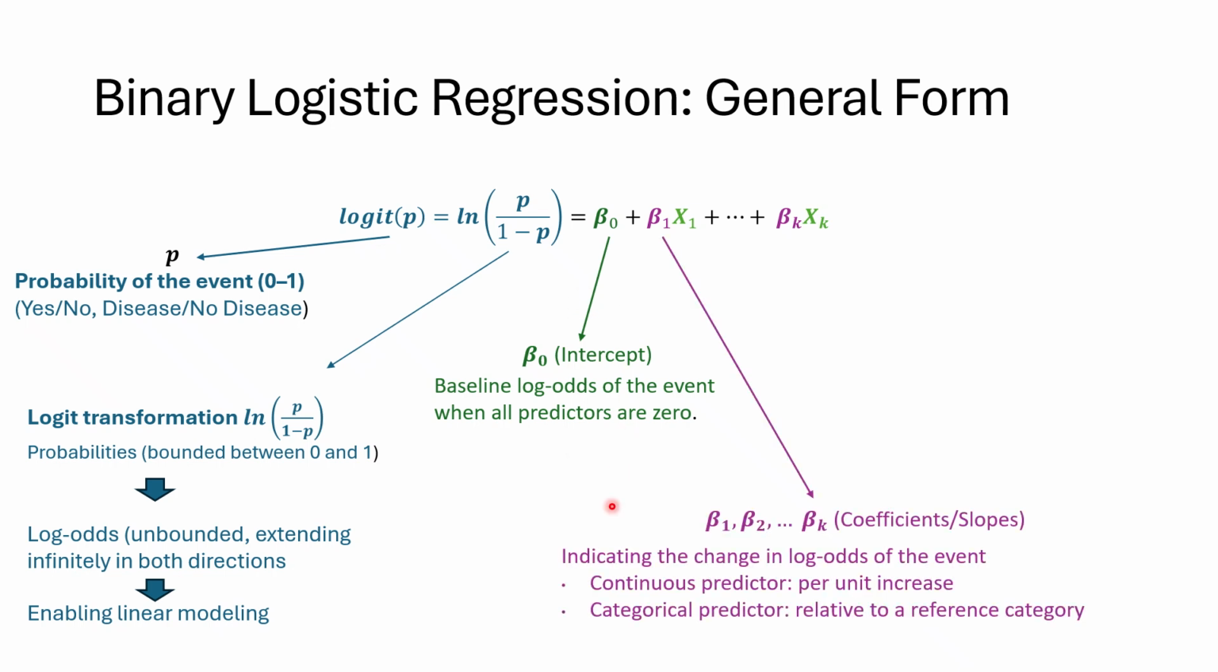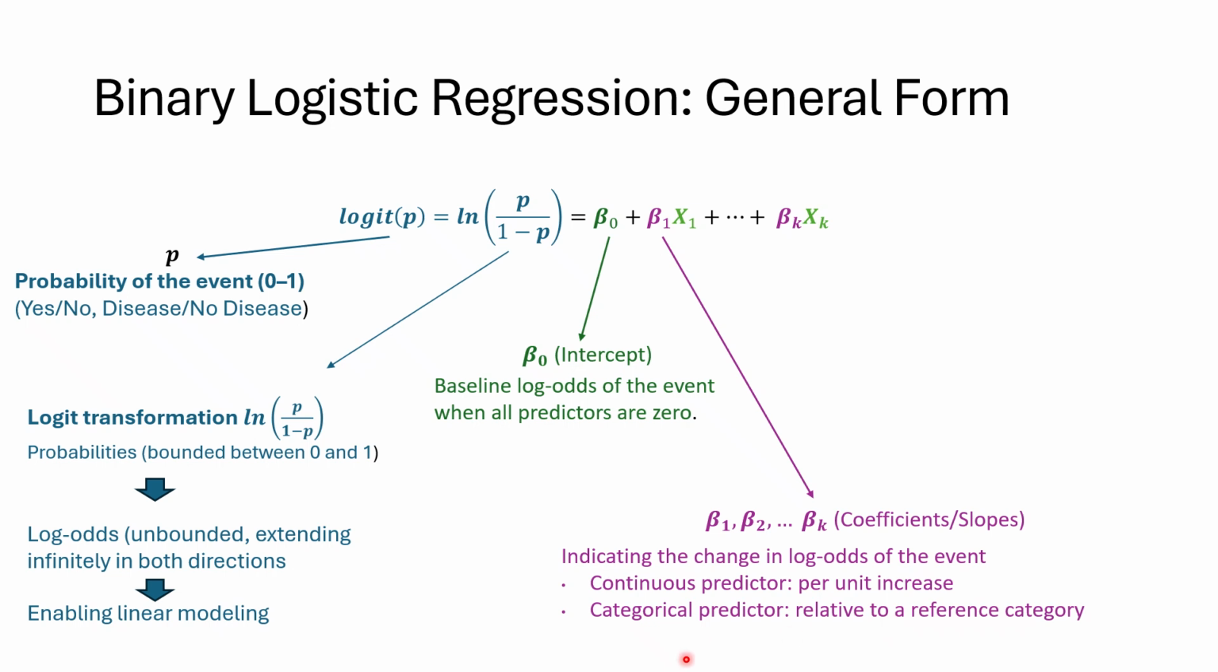Beta, again, is the most important value for the probability. It is the slope or the coefficient indicating the change in log odds of the event. For the continuous predictor, it will be the change in log odds per unit increase. For example, if it was cholesterol, we will get as a slope how much change in log odds will happen with each unit increase in cholesterol.